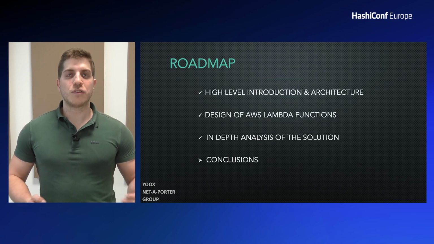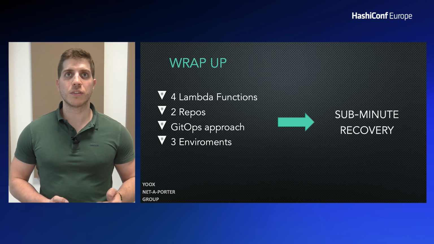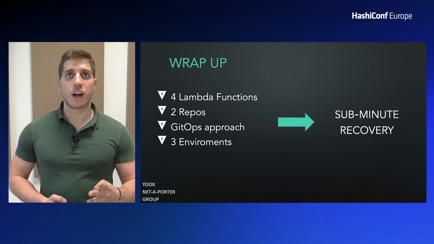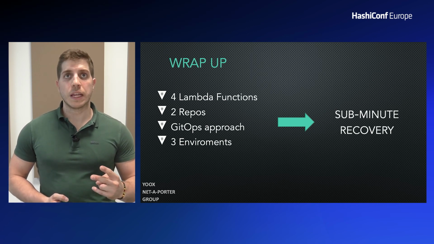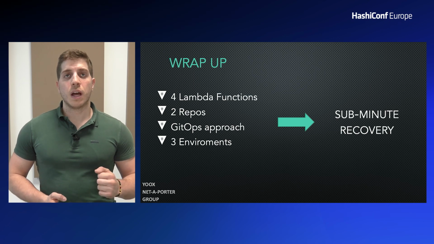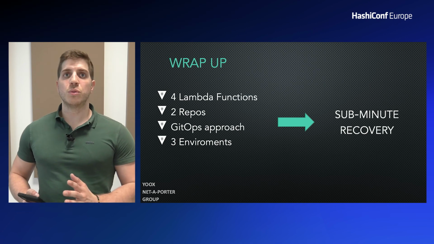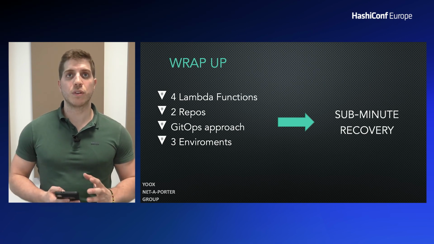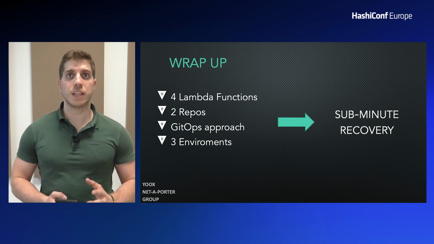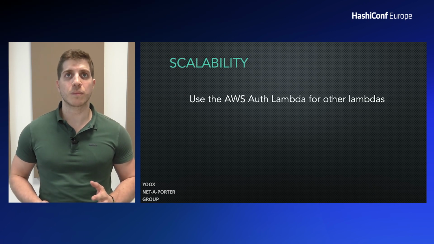So let's just draw some conclusions here. We have defined 4 Lambda functions and 2 repos in a GitOps approach and 3 environments, and all of this allows us to achieve a sub-minute recovery time of the Vault clusters in case of a disaster.